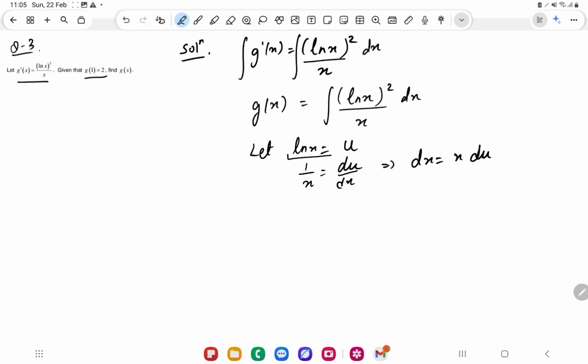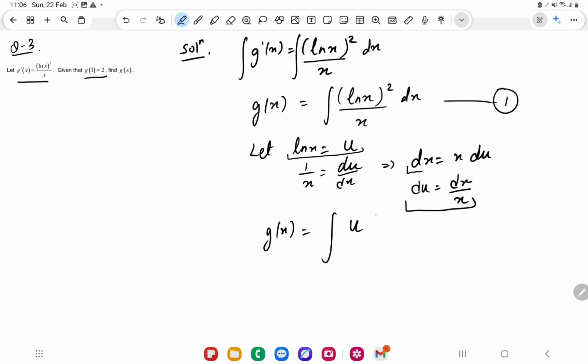Now I will be substituting the u value and the du value. So I have to write it as du basically. So du will be dx upon x. So I will be substituting the du value and u value. I will name it as equation 1. So if I substitute, I will get g(x) as the integration of ln x, which was u, so it becomes u square, x remains as it is, and my dx will be x du.